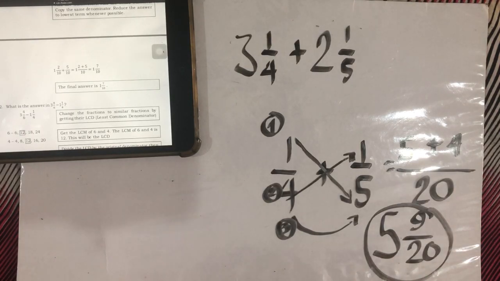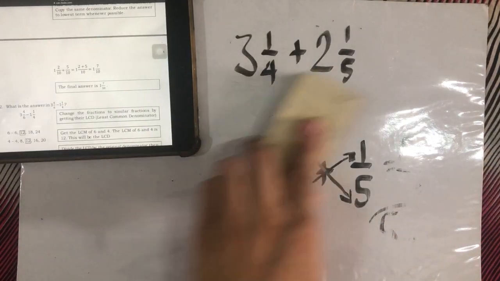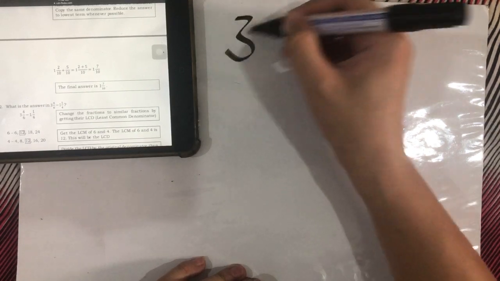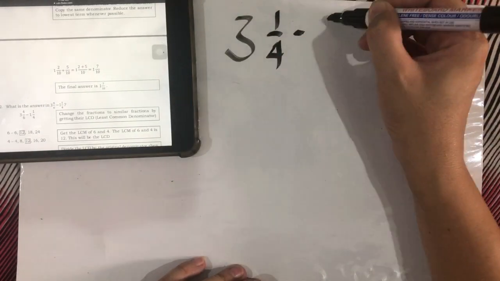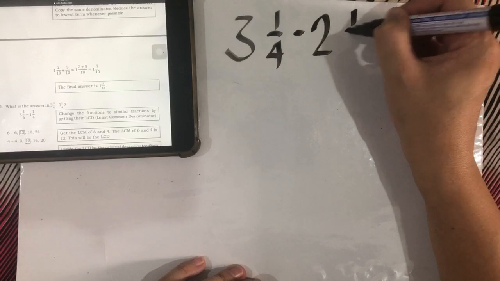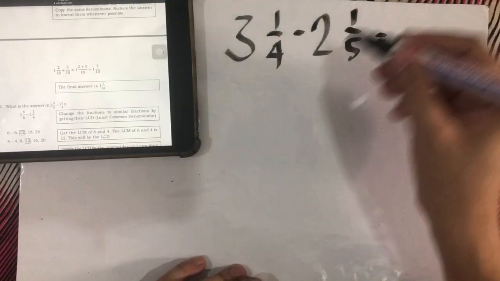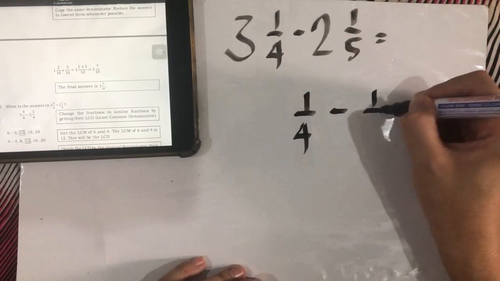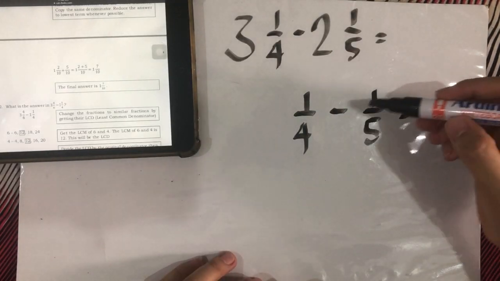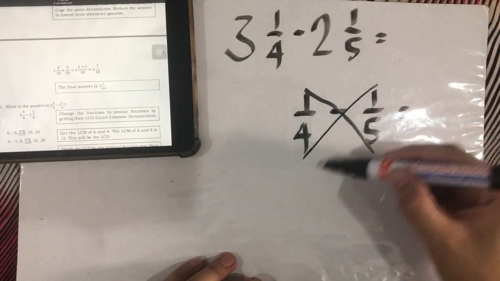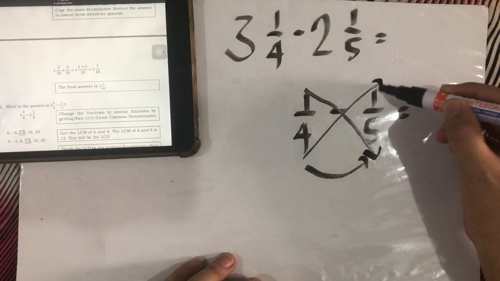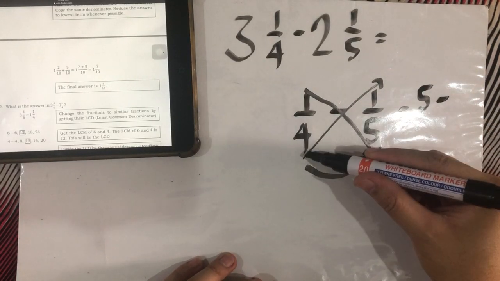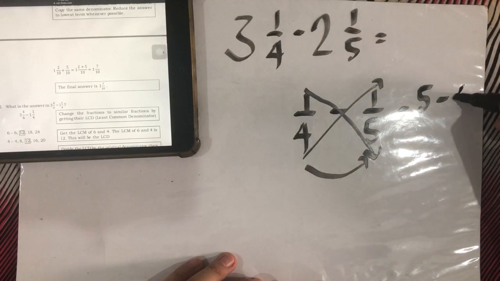Okay? Paano naman sa subtraction? Let's do the same. Okay? So remember, we have 3 and 1/4 minus 2 and 1/5. Alisin muna yung whole number. So we have 1/4 minus 1/5. Cross multiply. Okay, 1 times 5, you have 5. Minus 4 times 1, you have 4.